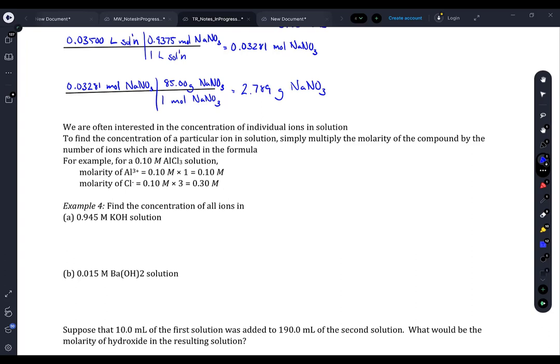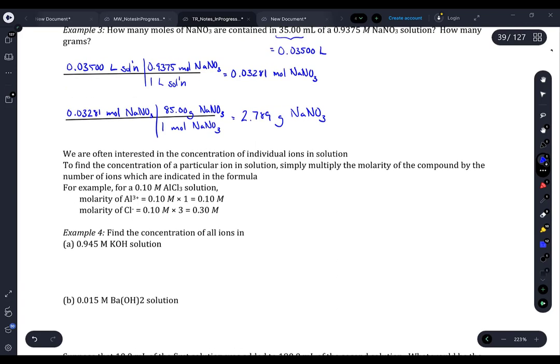Now, the molarity of most ions is simply the molarity of the solution, if everything is one-to-one, but that's not always the case. For example, let's say I have a 0.10 molar aluminum chloride solution. Assuming everything breaks up, and this is not actually true, but assuming it does.